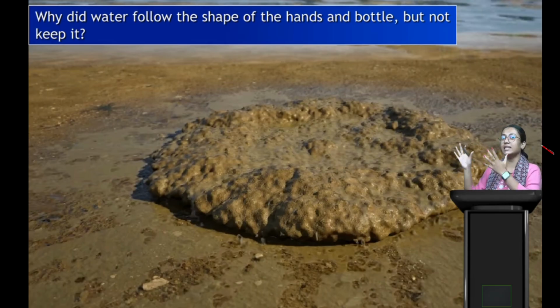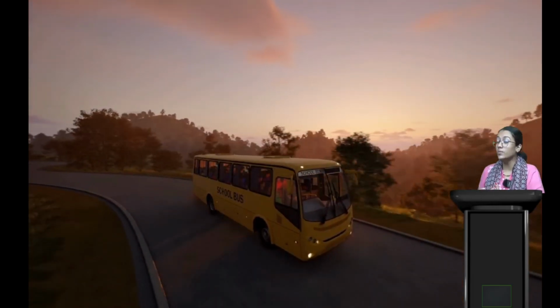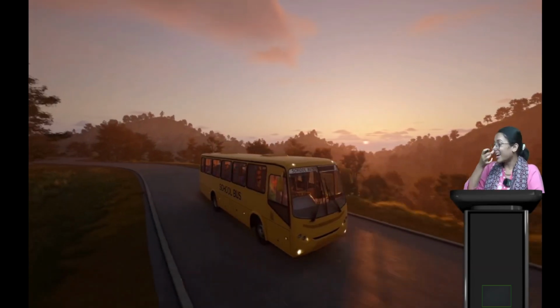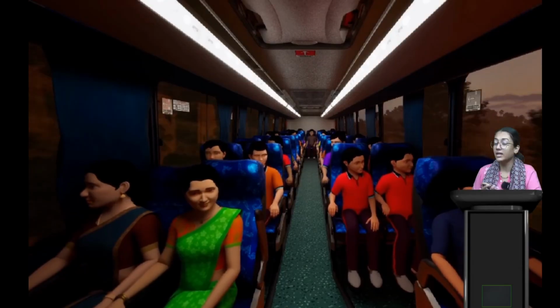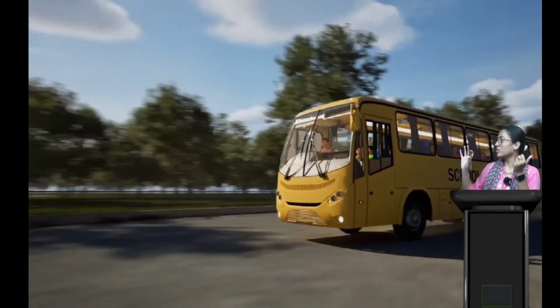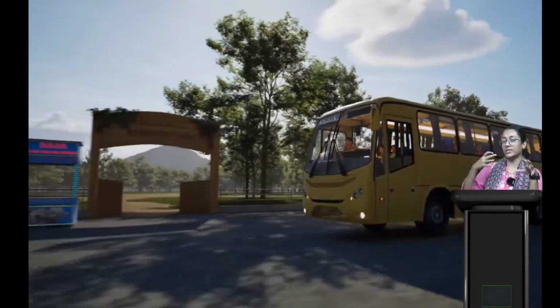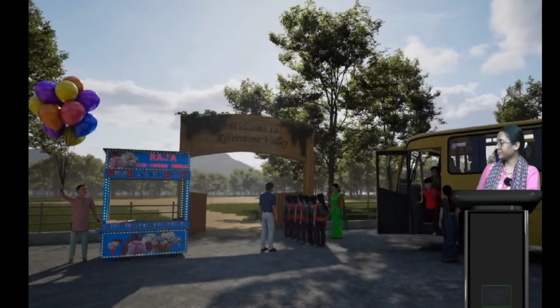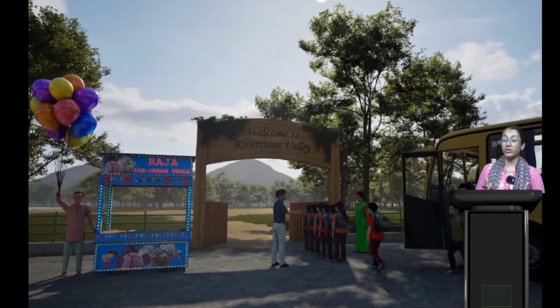So on the screen, what we can see is a school bus, and inside the school bus there are so many students and their teacher. So they are going somewhere, right? They are going by the school bus. Let's see where they are going. So they are going for their school trip.